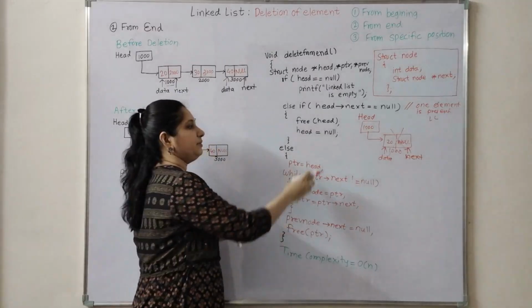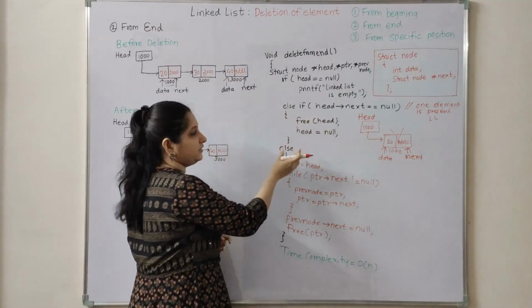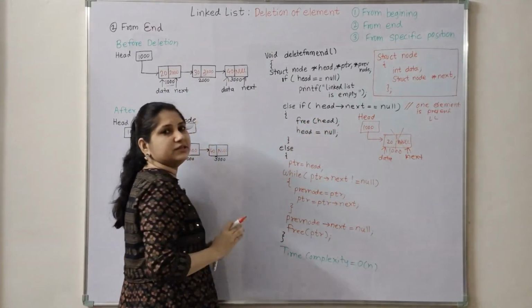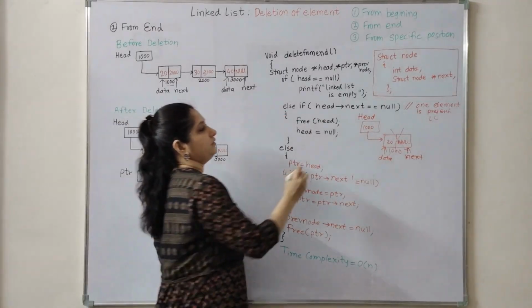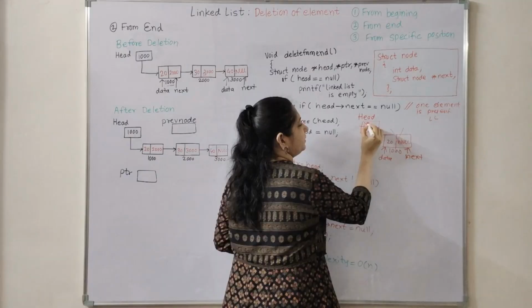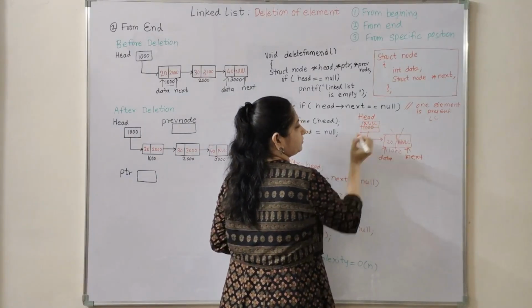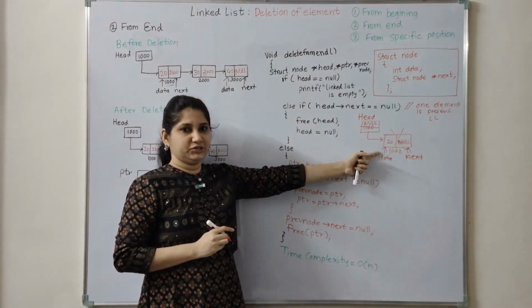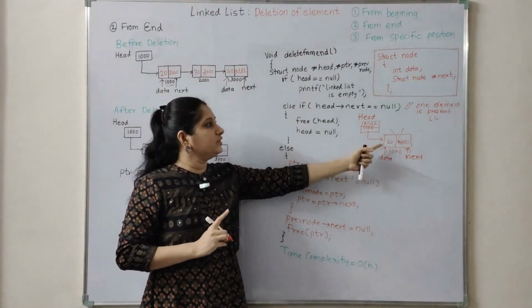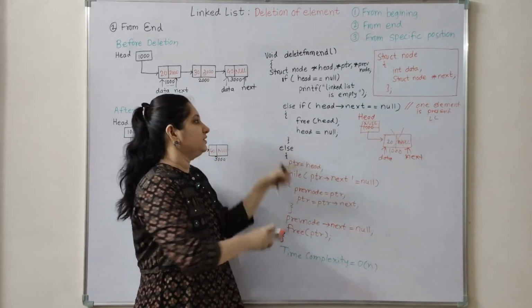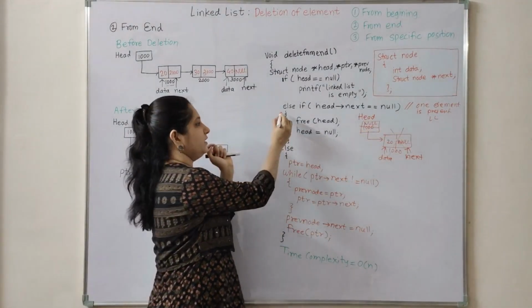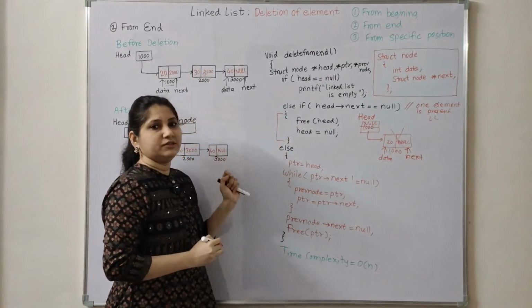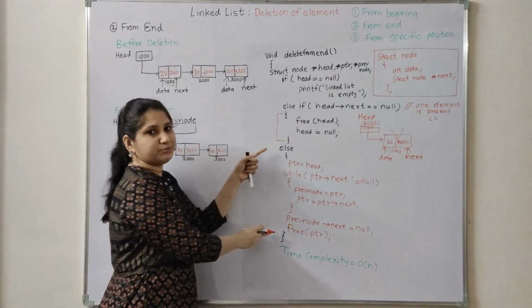Once this element is deleted, we have to assign head equal to NULL again, and this location will now be updated with a null pointer. Now there is no element present in the linked list. So whenever only one element is present in the linked list, this part of the code will be executed. Now you can see this is our else block.